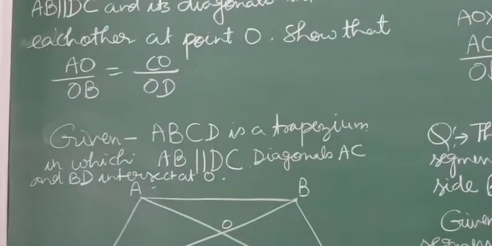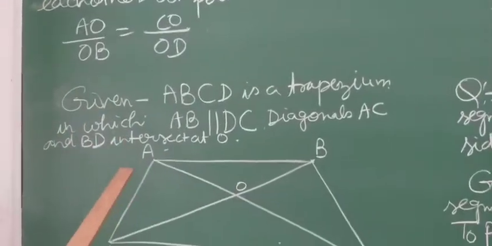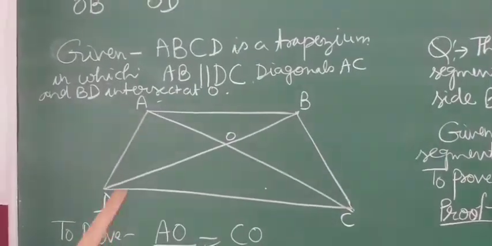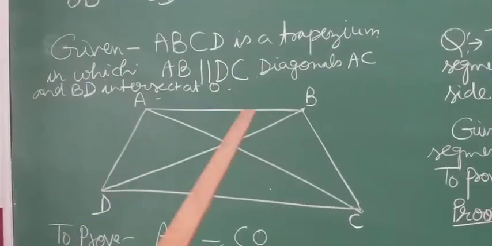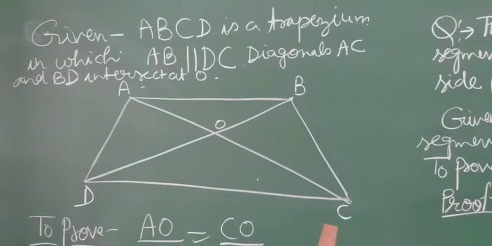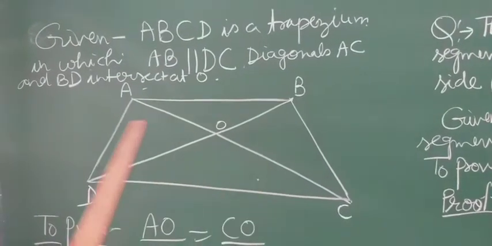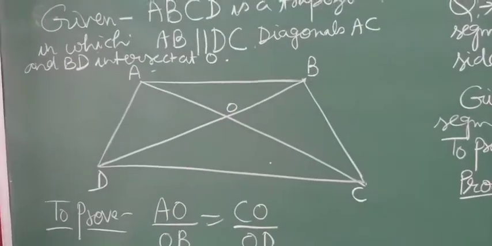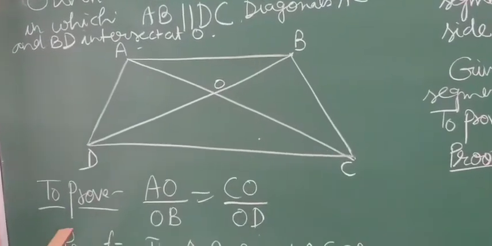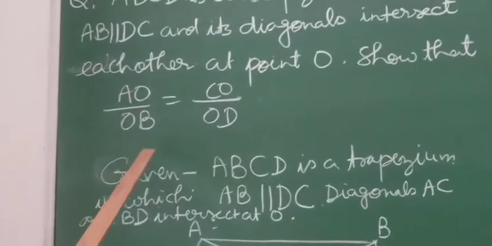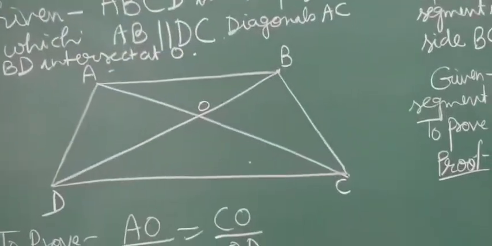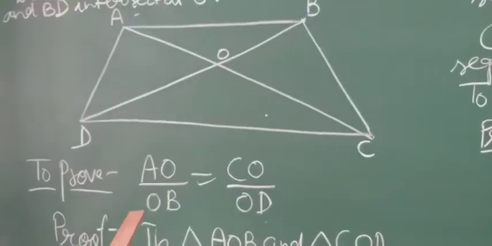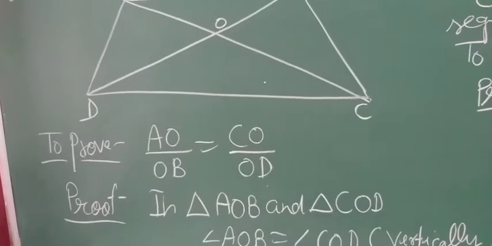Let us draw the diagram. ABCD is a trapezium, students. AB is parallel to DC and diagonals AC and BD intersect at O. To prove, students, we have to prove AO upon OB equals CO upon OD. Okay students, now the proof.